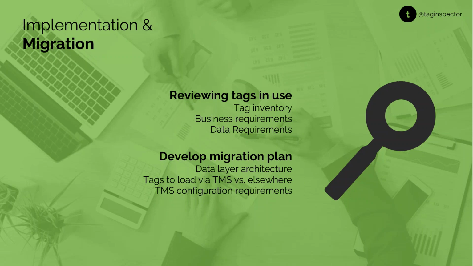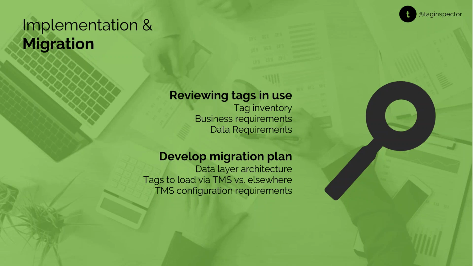What are the data requirements for reporting for each platform? And then how does that translate to the data layer architecture? What data points need to be pushed into there? What events need to be captured? And then how does configuration look for these different platforms and for these different data points within the tag management system itself? So it's very, very important first to review the different tags that you have in use.